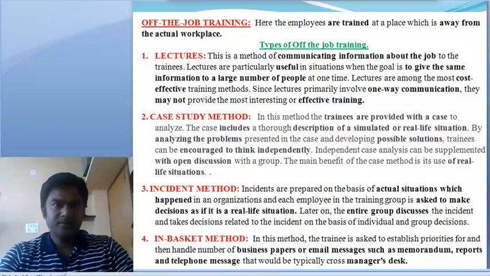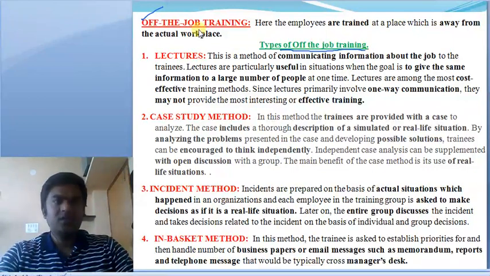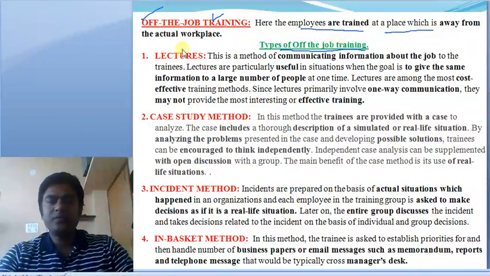Hello friends, today we will understand what is off the job training and types of off the job training. First, let us understand what is off the job training. The meaning is very simple. Here the employees are trained at a place which is away from the actual place.